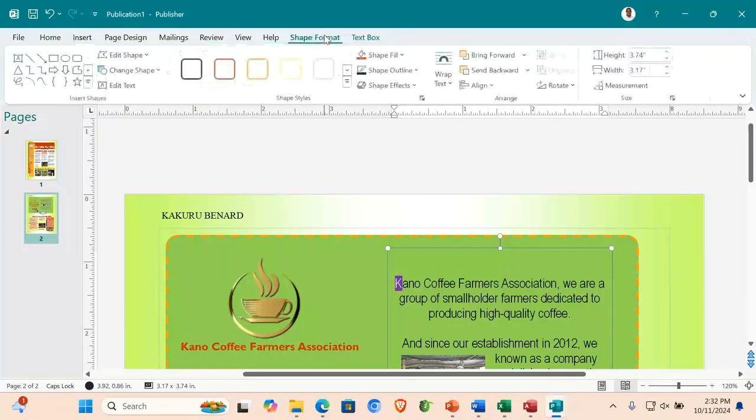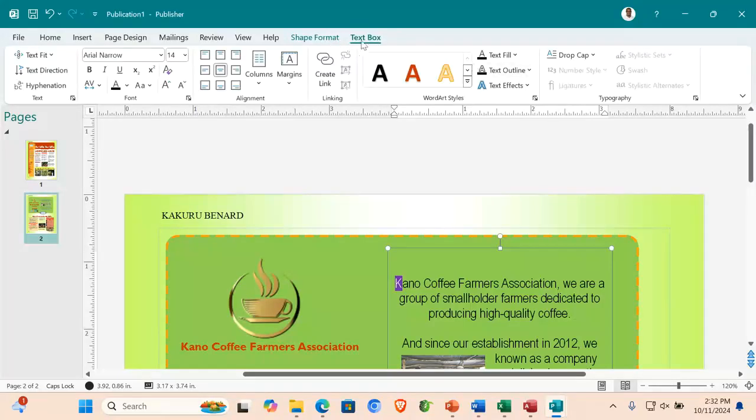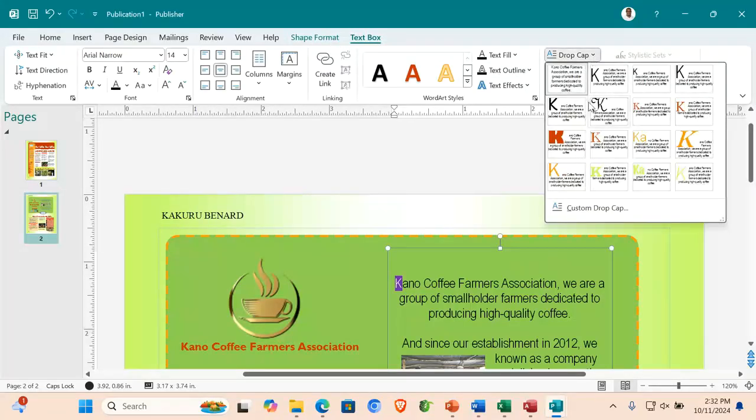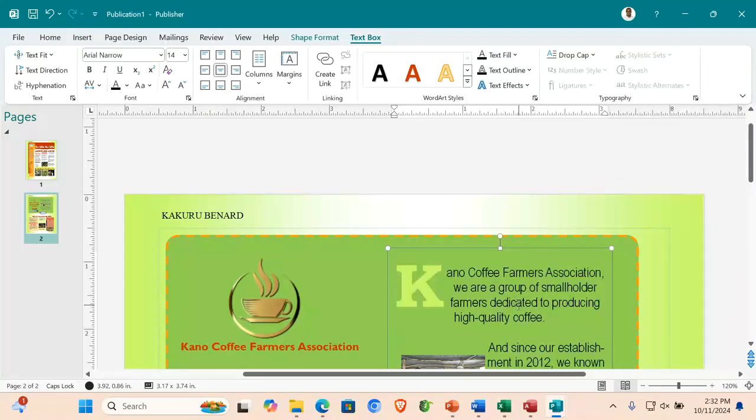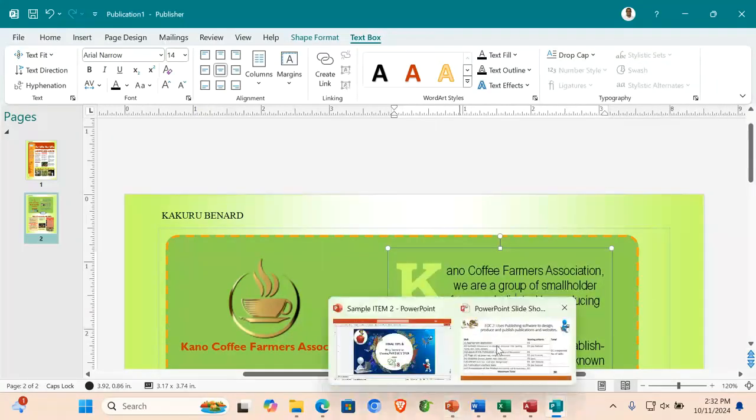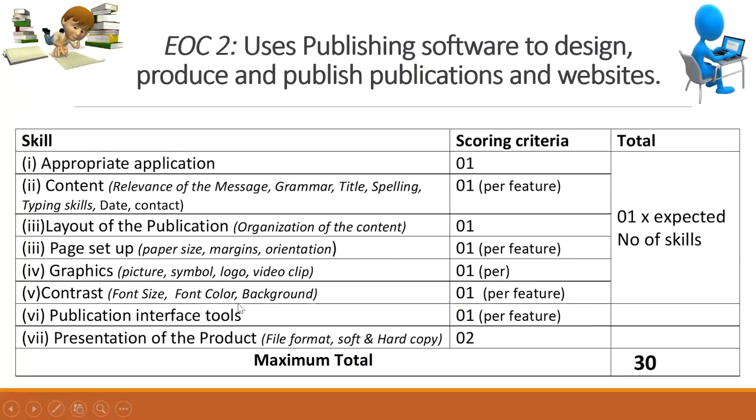Under the shape format and text boxes, you are able to play around here. Text box, pick a drop cap. Make sure your content is really standing out and appealing. Then more to that, that was contrast, background color.